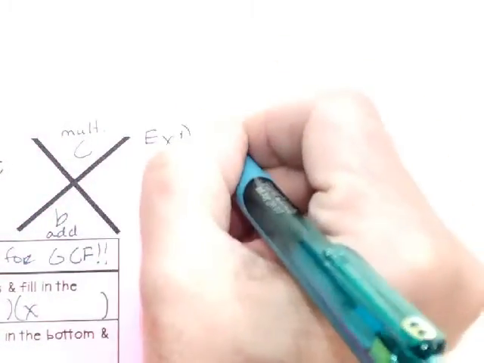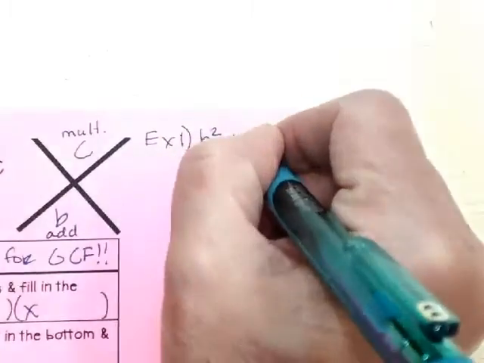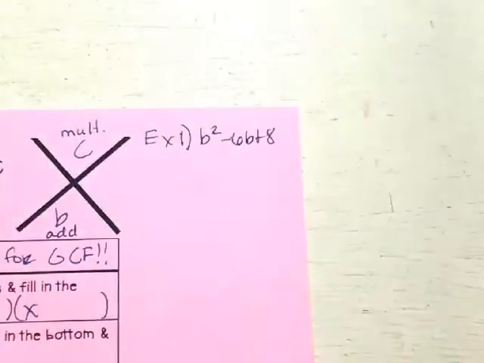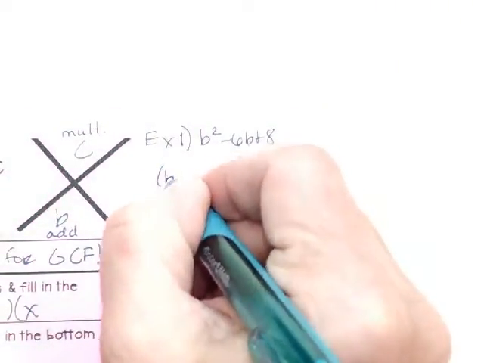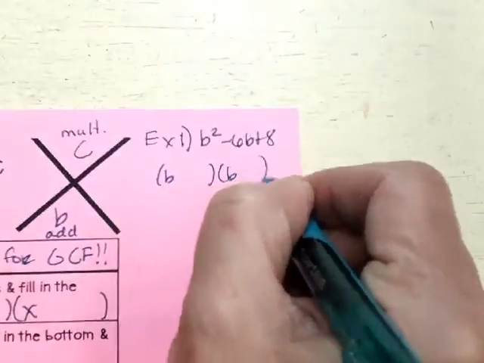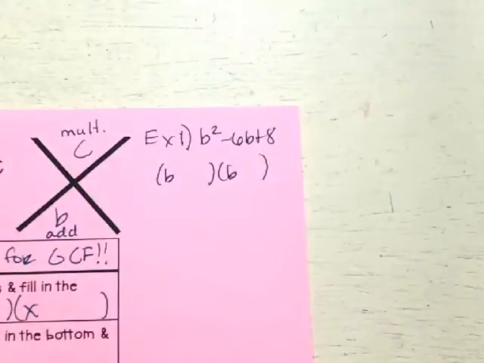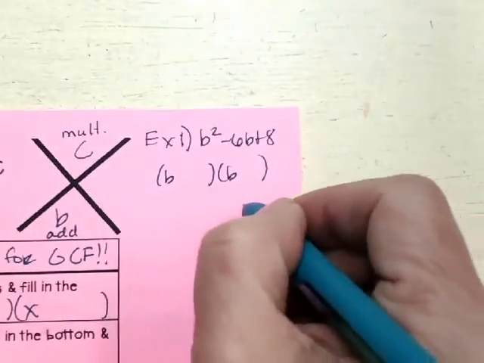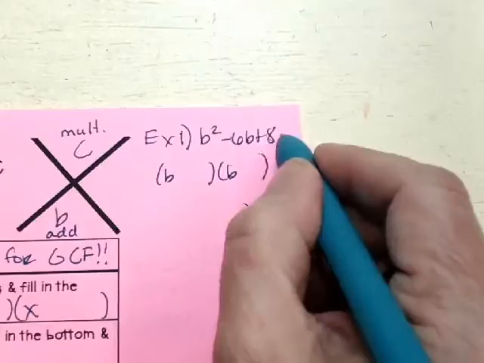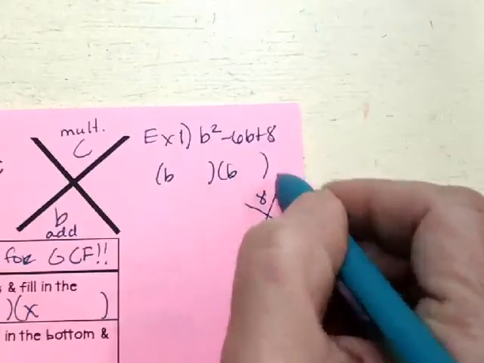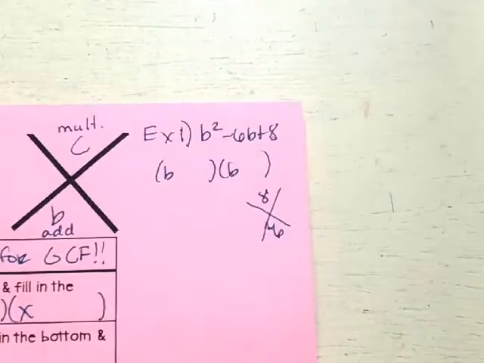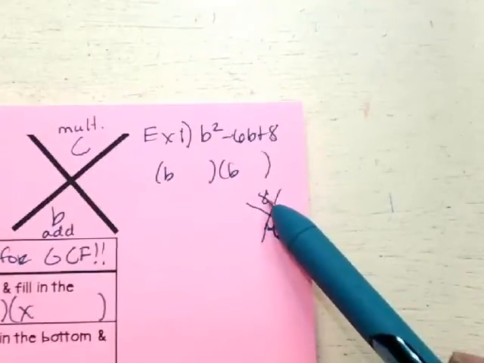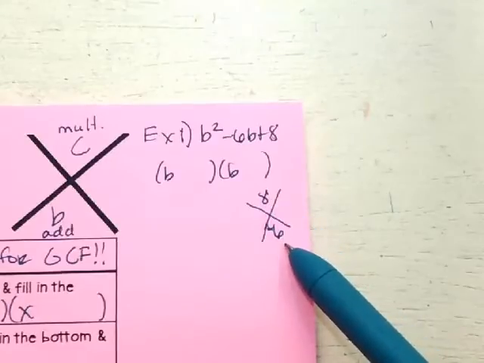I've got b squared minus 6b plus 8. So I know that I'm going to have a b and a b, because b times b gives me b squared. So here's what I do. This term, the last one, the c goes in the top, the b goes in the bottom. So things that multiply to give me 8 and add to give me negative 6. You're looking for factors of 8 whose sum is negative 6.